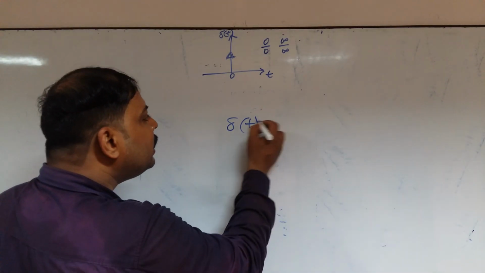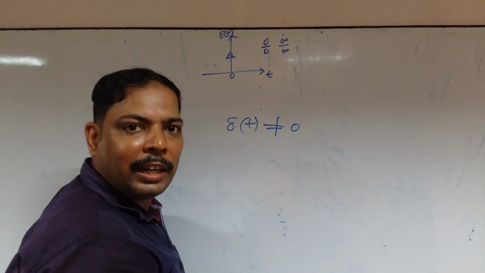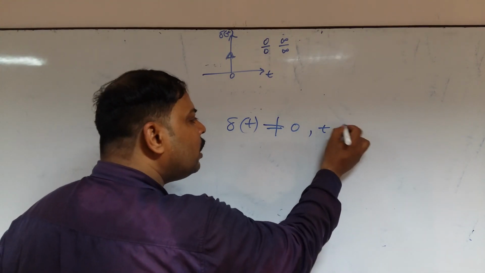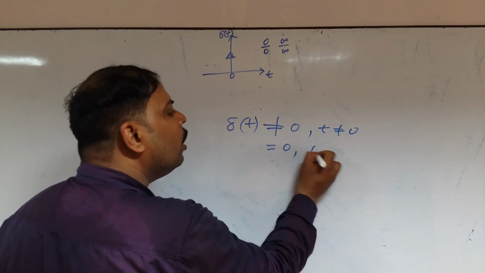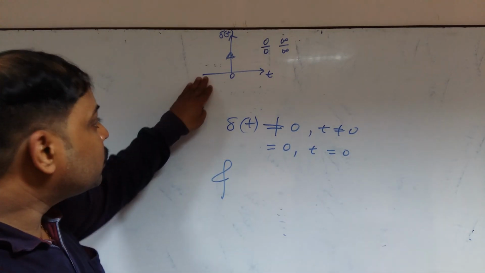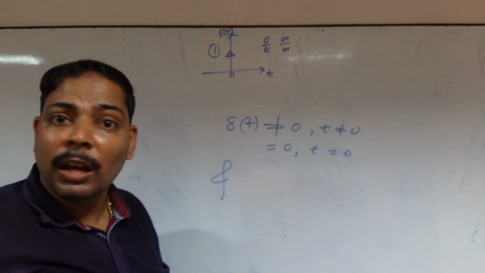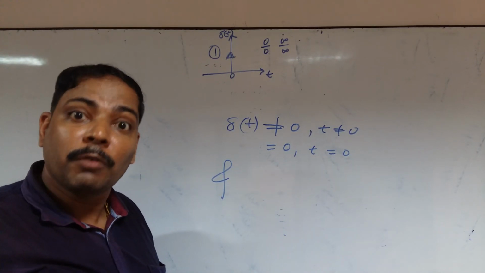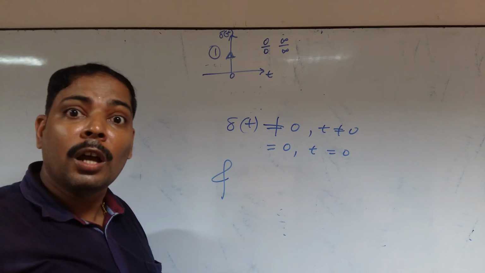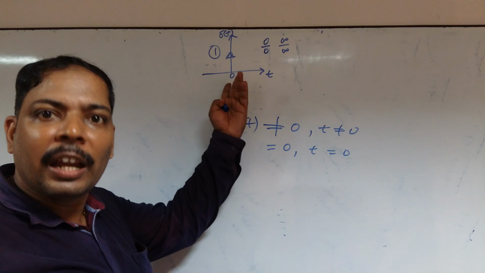That means at t equal to 0, this value is not 0, rather it tends to infinity. So it is 0 for t not equal to 0, and it is very important. What is the area? This impulse has area 1, because we got this impulse from the rectangular pulse whose area was 1. So therefore this has area 1.